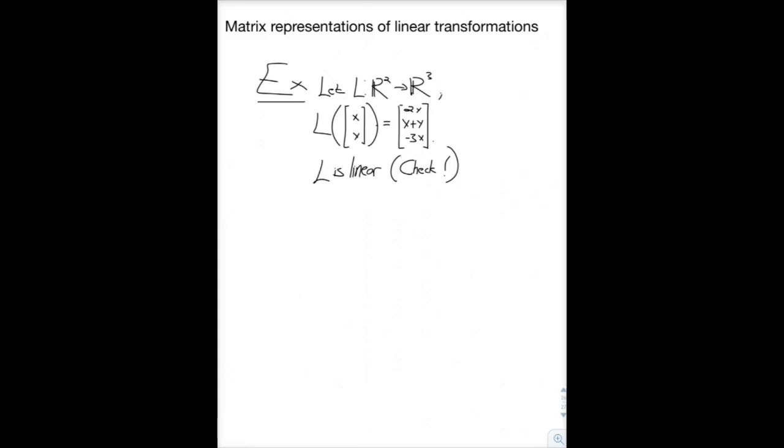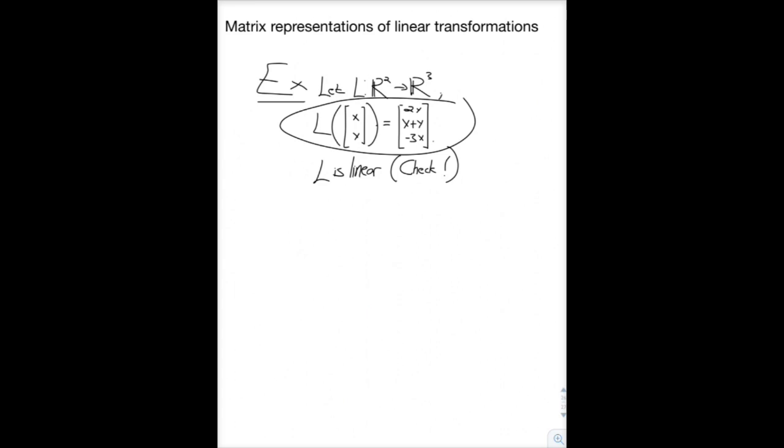Let's continue now with the notion of a matrix representation of a linear transformation. And we'll start with an example. Consider the map from R2 to R3. We'll call it L, and L is defined as follows. L sends (x, y) to (2y, x plus y, negative 3x).